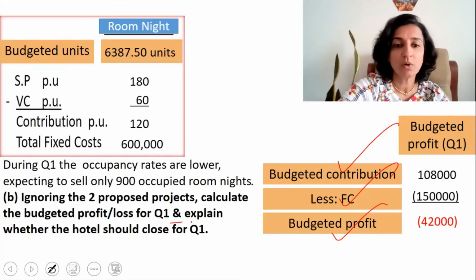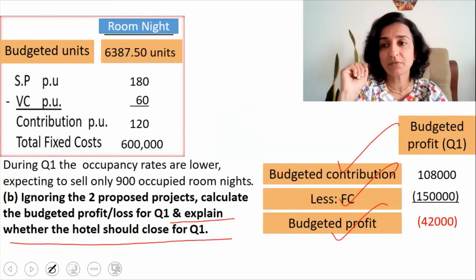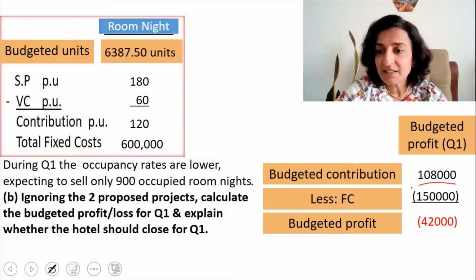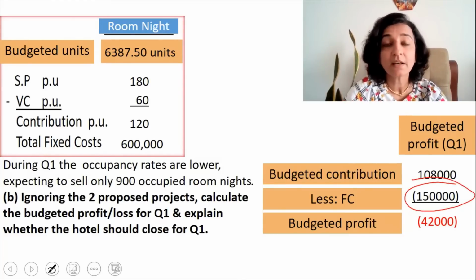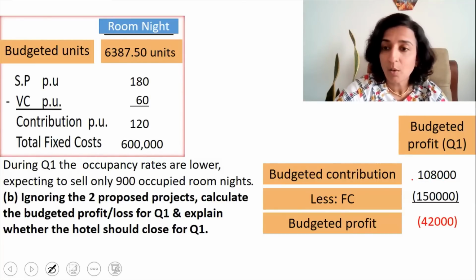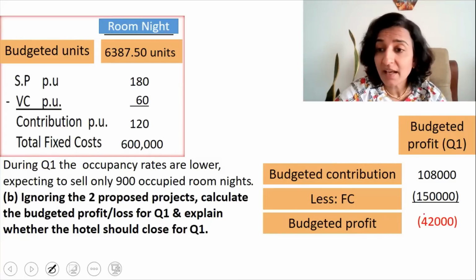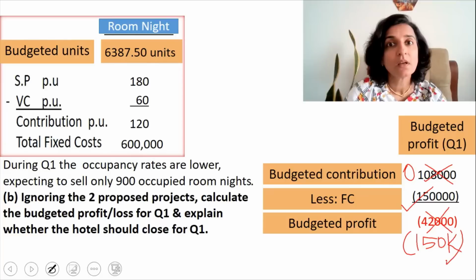The question asks you, explain whether the hotel should close for Q1. There are two considerations that we have to see. Now, first, this fixed cost of 150,000 is fixed. Even if we close down for Q1, that fixed cost will still be there, correct? And we are going to lose 108,000 contribution if we close down for Q1, which means that budgeted contribution, if we close down for Q1, will be 0 and fixed cost will be 150,000, which means that our budgeted loss will be 150,000.